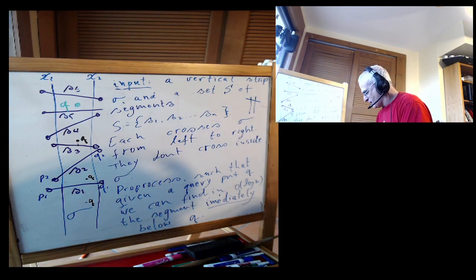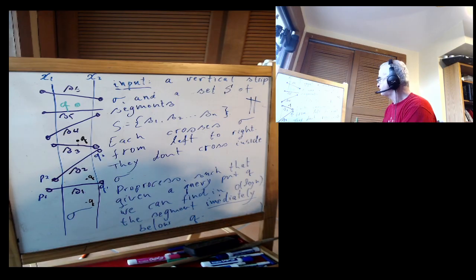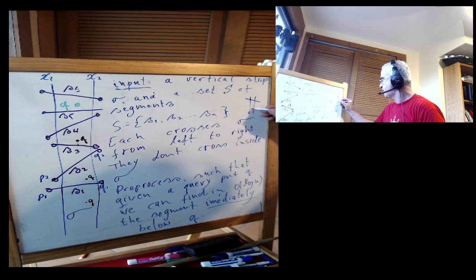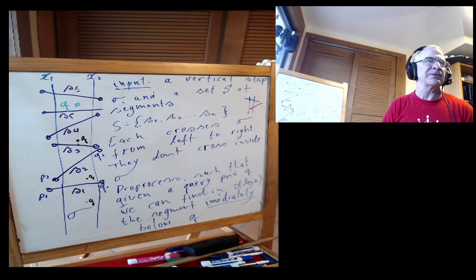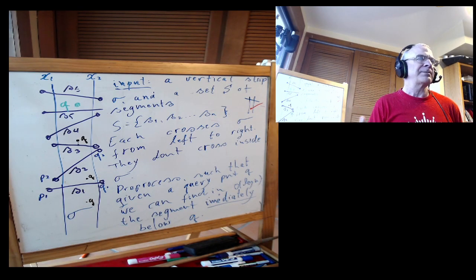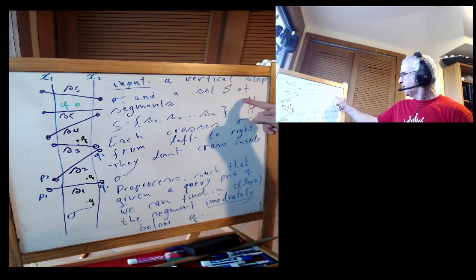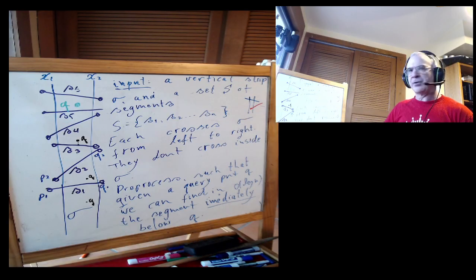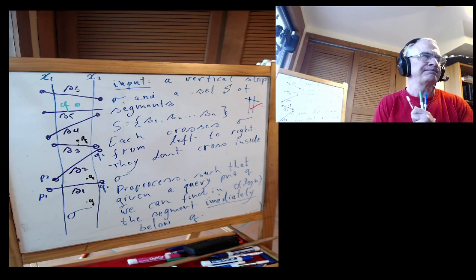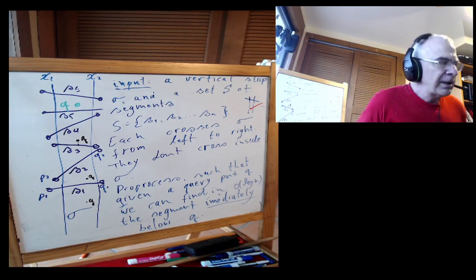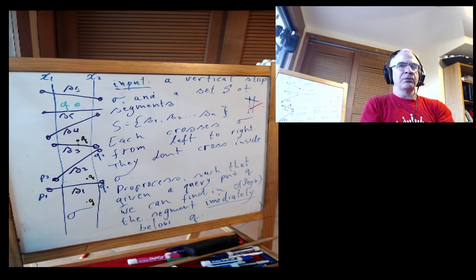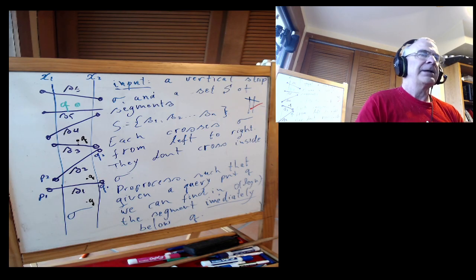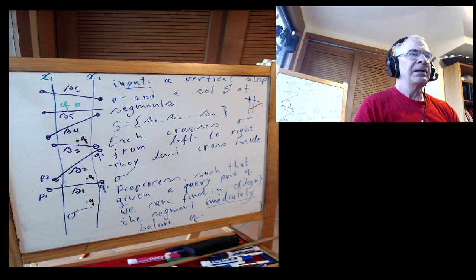So this, I'll use red. This is forbidden, that a segment starts inside the strip but goes outside. It cannot start inside the strip. It needs to start to the left of the strip. The segment needs to end to the right of the strip. Okay, and as we said, no segments cross each other inside the strip.